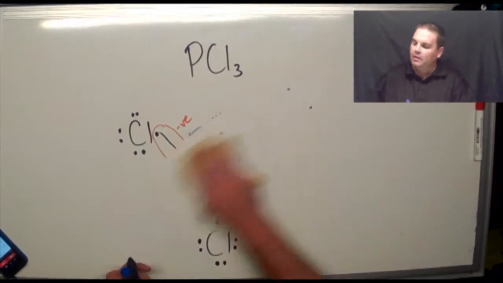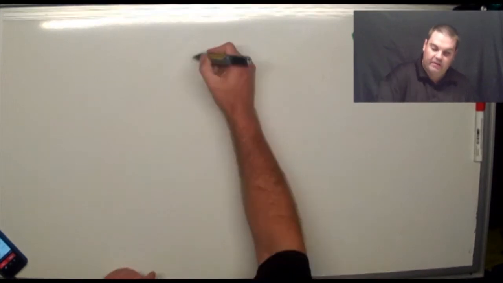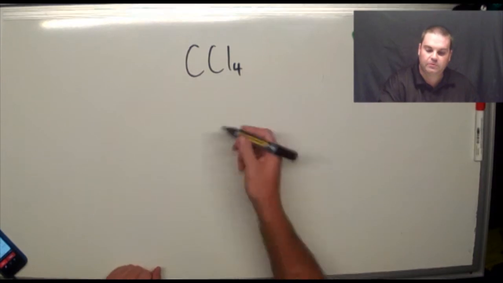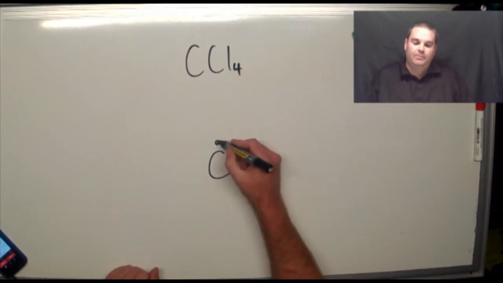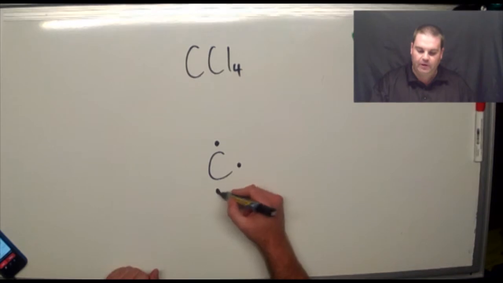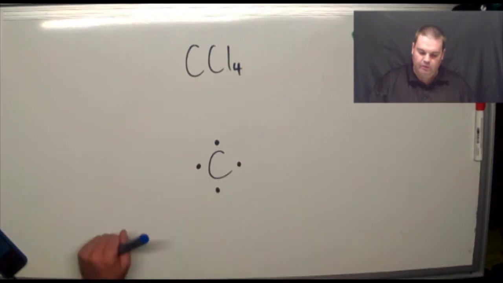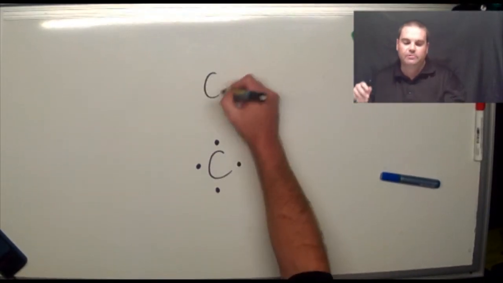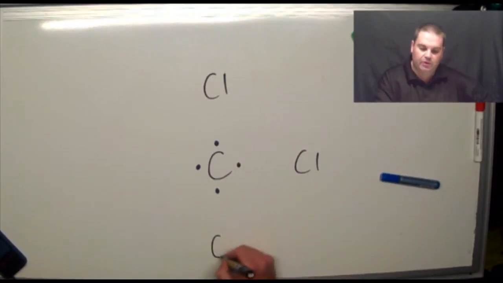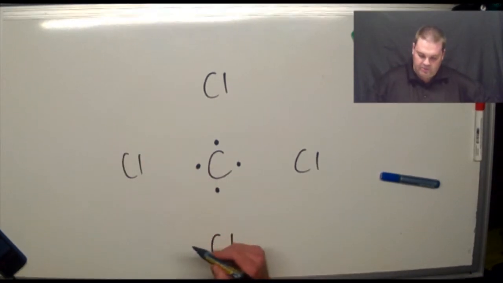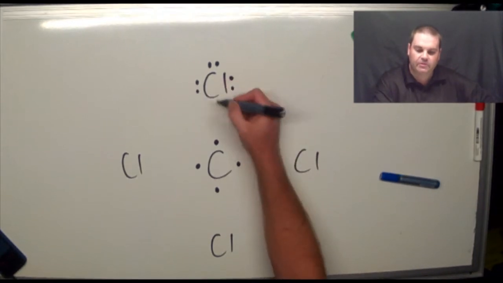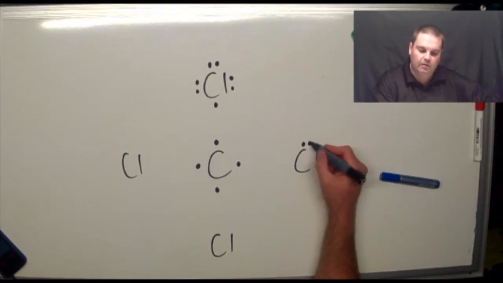If we add more in now, let's look at carbon tetrachloride, CCl4. Take our central carbon atom, 4 electrons, 1, 2, 3, 4. And what I'm going to do is put 4 chlorine atoms around it, evenly spaced. So we've got chlorine, chlorine, chlorine, chlorine there. Add in our valence electrons. Remember, I'm keeping my lone electron closest to the central atom.